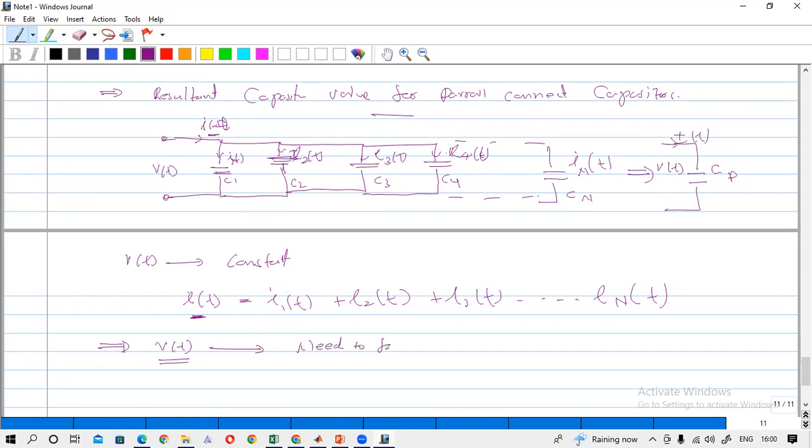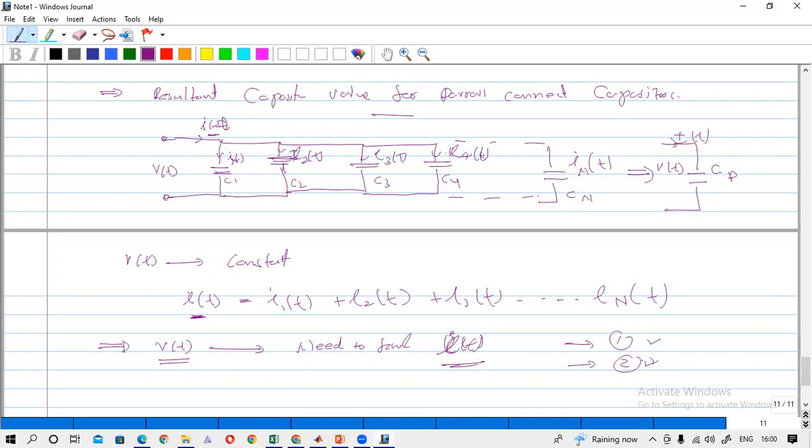At that time, which equation is easy to use, equation 1 or equation 2? You can decide. Equation 2, yeah, very good. We have to use equation 2. So try to use equation 2.